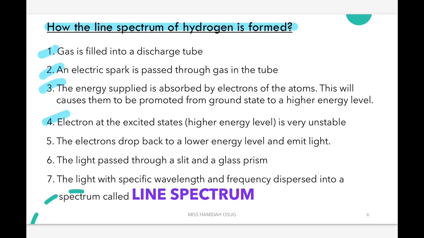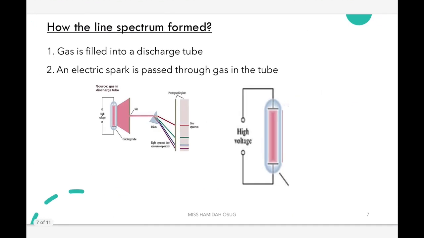There are a total of 7 steps. Let's take a look at them one by one in detail. The first step is when the gas is filled into a discharge tube.